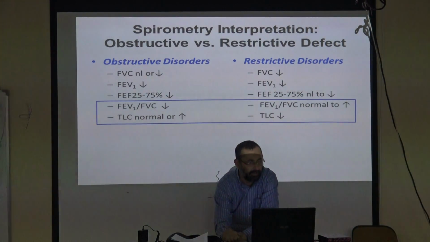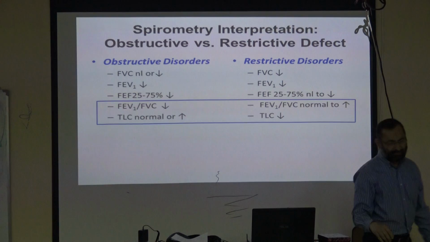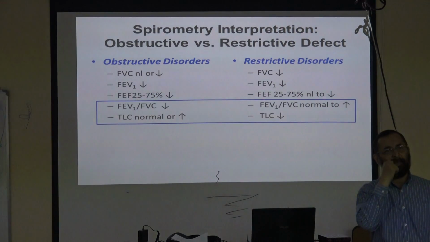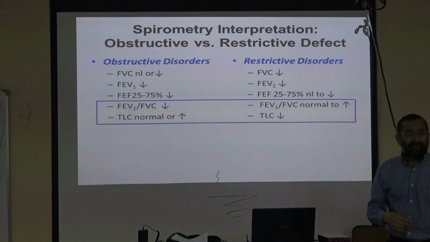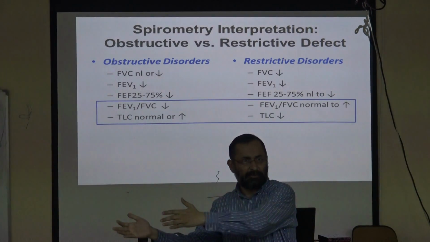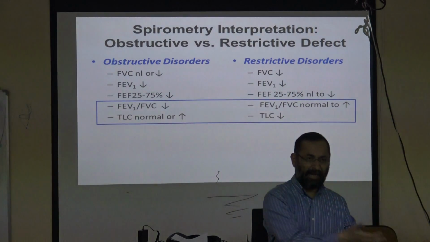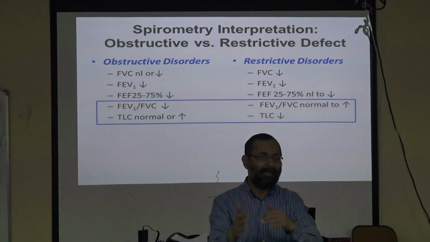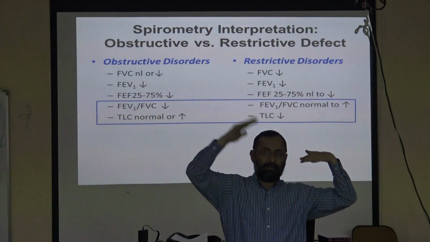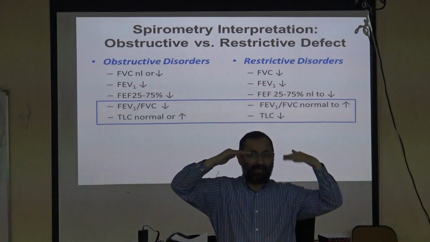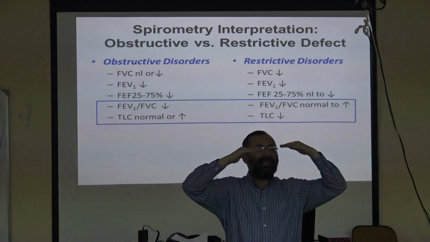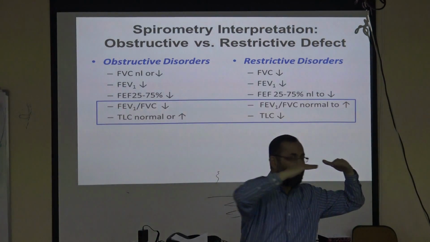Come to the restrictive side. Your forced vital capacity will be decreased. Okay, from the beginning. Alright? Your FEV1 will also be, as compared to a normal person, your FEV1 will be less. As compared to a normal person, your FVC is less. Now look, this is restrictive disorder. This is vital capacity FVC and this is FEV1. Okay? Alright? In case of the obstructive disease, what's happening please?